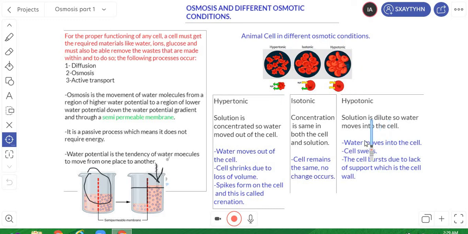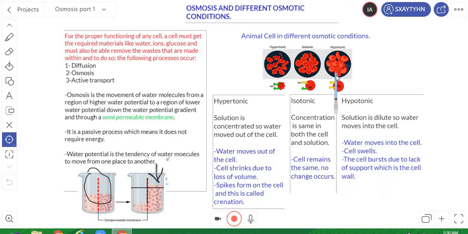Now in hypotonic, the solution is more dilute, which means the solution has a higher number of water molecules. So according to the definition of osmosis, water should move from that solution into the cell because the water potential is lower in the cell. So when the water moves in, the cell swells. It increases in size because the volume is increasing within the cell. Then the cell bursts or explodes due to the lack of support, which is the cell wall.